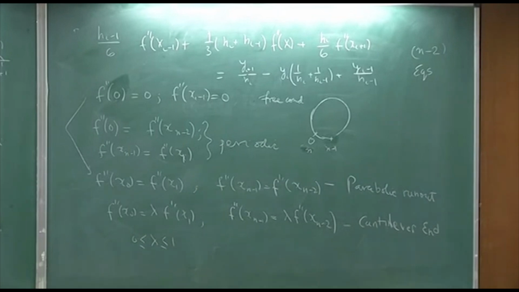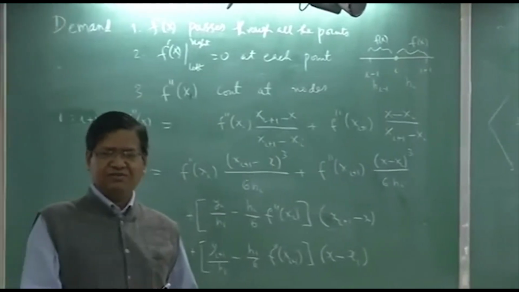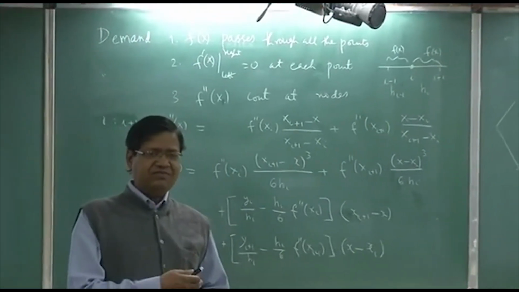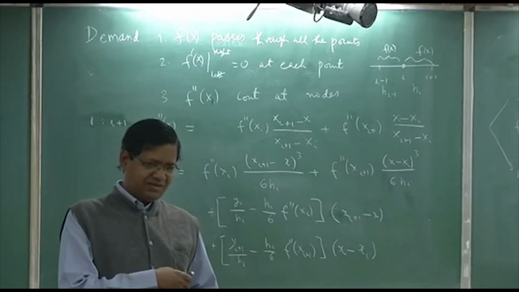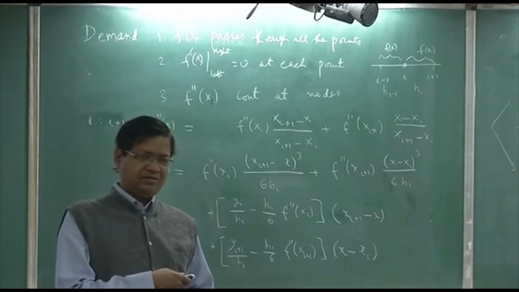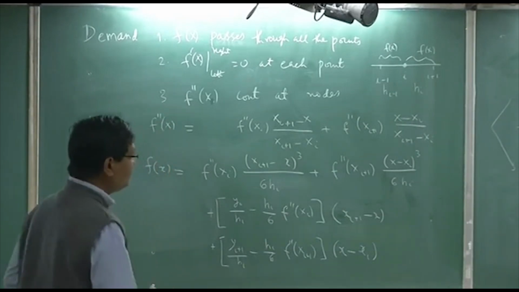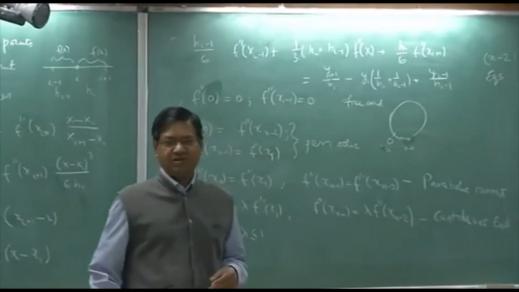Once you know f double prime, you can find the piecewise cubic. It demands that the function is continuous, its first derivative is continuous, and the second derivative is also continuous. So it's a very good interpolating function, and it is highly used in graphics.